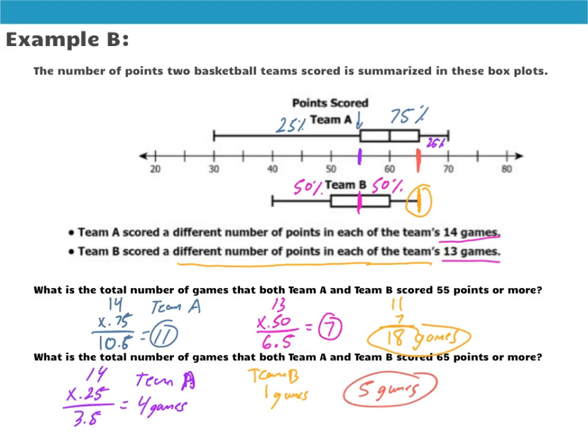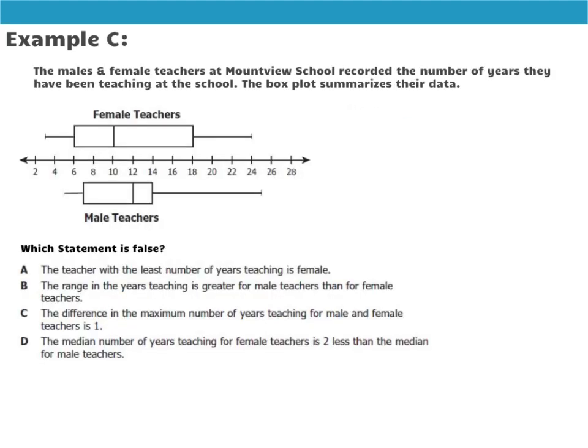Now let's take a look at example C. Example C says the male and female teachers at Mountain View School recorded the number of years they have been teaching at the school. The box plot summarizes their data. Which statement is false? So we're going to be looking for the thing that is not true. The only way to do this is to go to each statement that we have and compare them against the graph to determine if it's true or false.